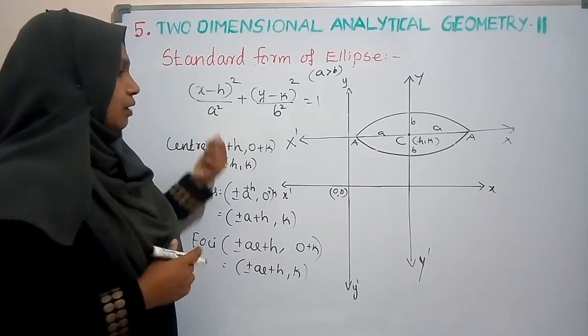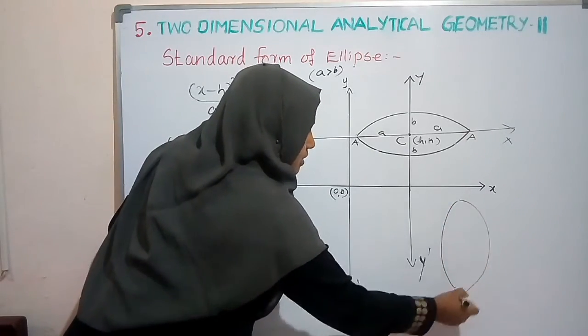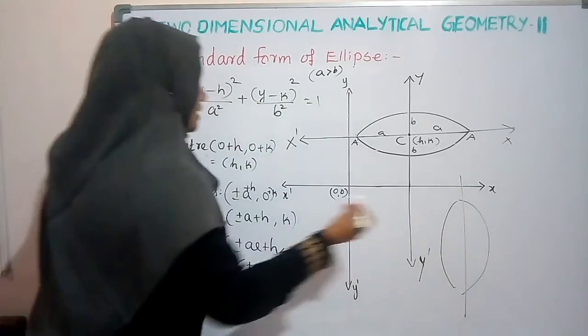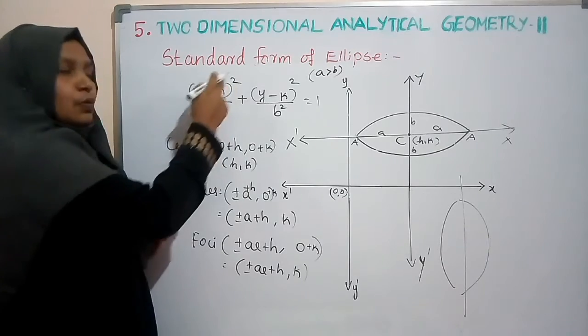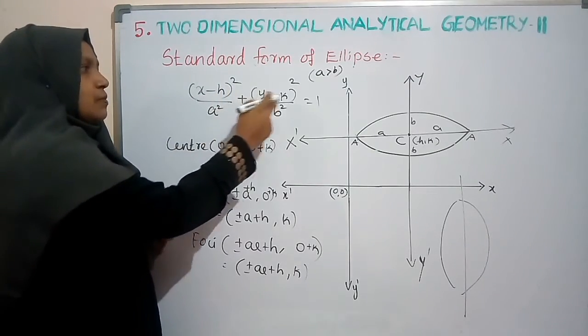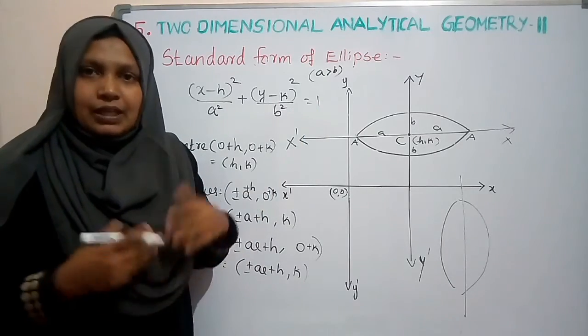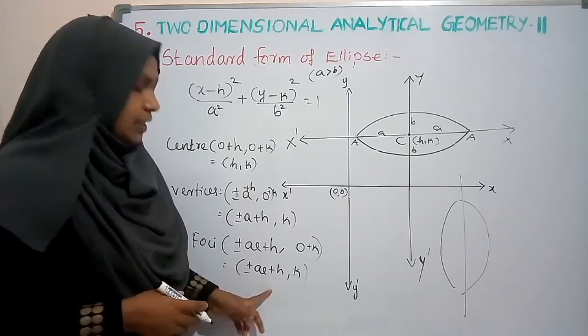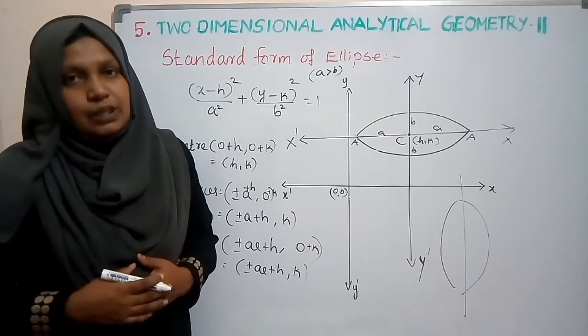Not only in this form, suppose our ellipse has the major axis parallel to the y-axis, then how will you write the equation? (x minus h) the whole square by b square plus (y minus k) the whole square by a square is equal to 1. There also we are doing the same: we are adding h with the x coordinate and k with the y coordinate.